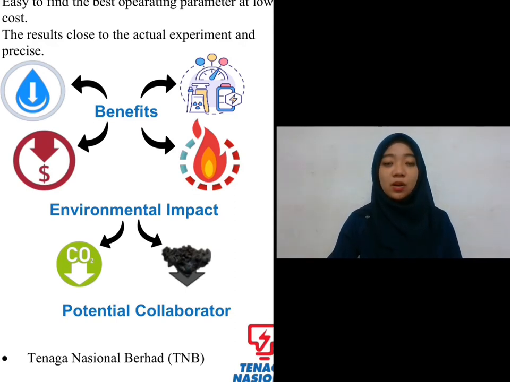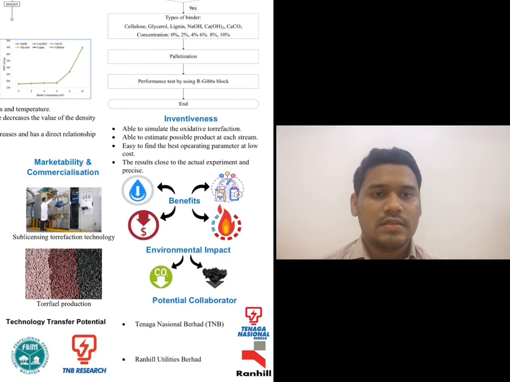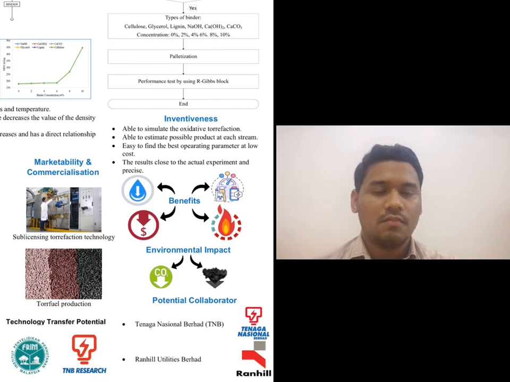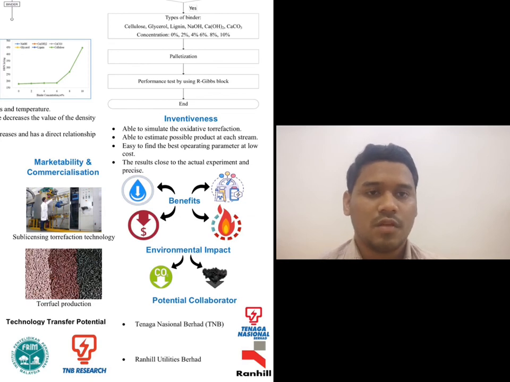handling and shipping costs. This system is able to simulate the oxidative torrefaction and the pelletization, and also helps to estimate the possible product at each stream. It is easy to find the best parameters for the operation of torrefaction at low cost, and the results are close to the actual experiment and precise.